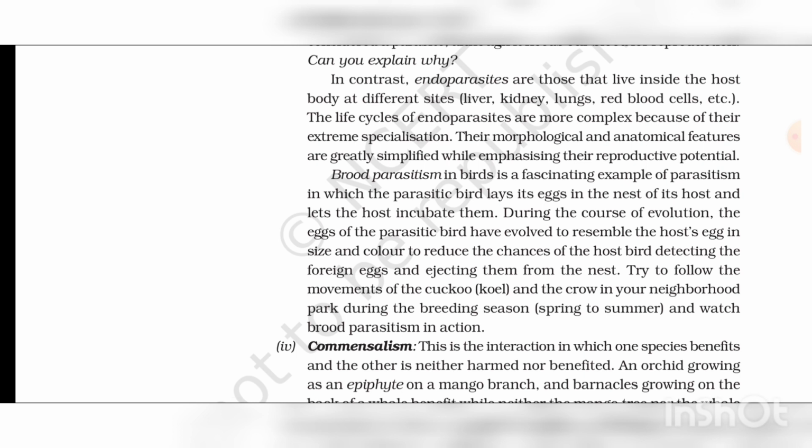The life cycles of endoparasites are more complex because of their extreme specialization. Their morphological and anatomical features are greatly simplified while emphasizing their reproductive potential. Brood parasitism in birds is a fascinating example of parasitism, in which the parasitic bird lays its eggs in the nest of its host and lets the host incubate them. During the course of evolution, the eggs of the parasitic bird have evolved to resemble the host eggs in size and color to reduce chances of the host bird detecting the foreign eggs and ejecting them from the nest.